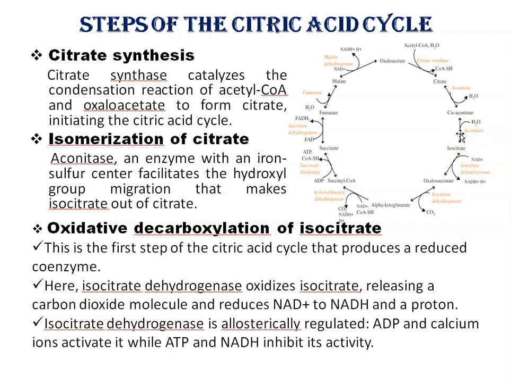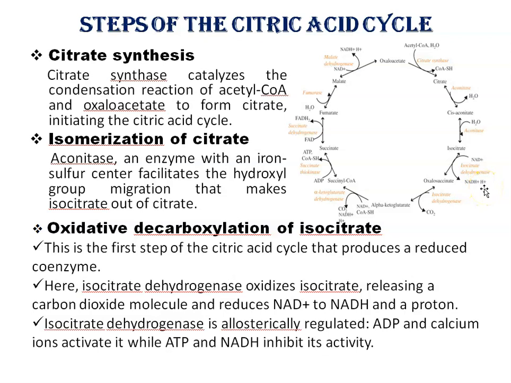Decarboxylation means removal of carbon dioxide. This is the first step of citric acid cycle that produces a reduced coenzyme. Here, isocitrate dehydrogenase oxidizes isocitrate and releases a carbon dioxide molecule, right? And reduces NAD plus to NADH, right? And a proton, H plus.